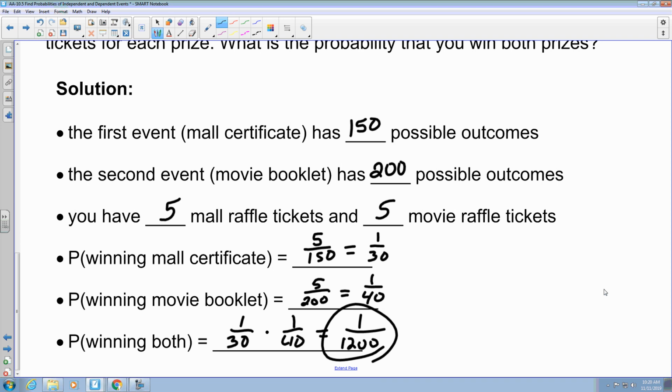And that is being able to find probabilities of independent and dependent events. Hope this helps. Till next time.